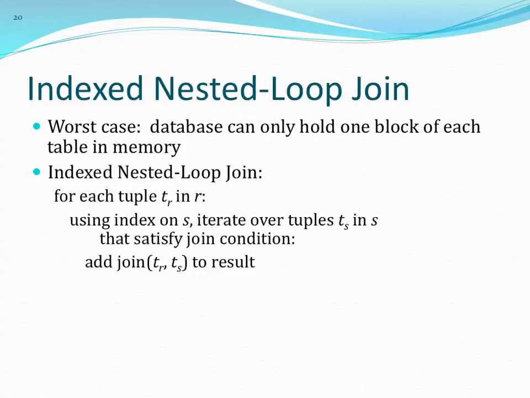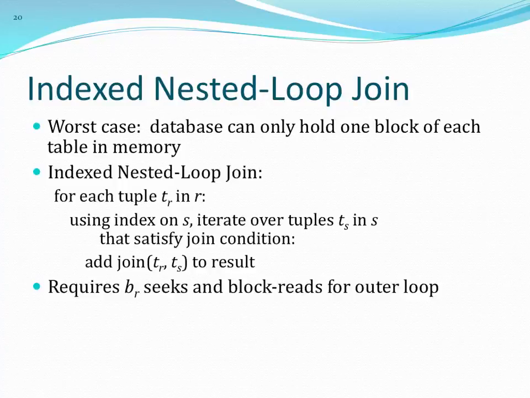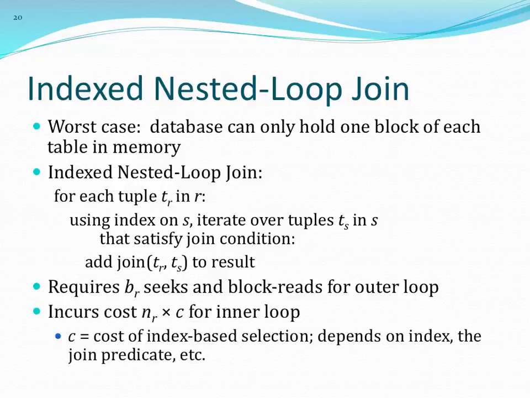Okay, I guess we'll go through this. B sub R seeks, because remember that, worst case, we can only hold one block of each table. So when we go retrieve the next block from R, we've already had to retrieve a bunch of stuff for S, so we have to do another seek to get to that block in R and retrieve it. So B sub R seeks and block reads for the outer loop. And the inner loop is going to be however many tuples are in R multiplied by the cost of the inner part. We won't elaborate on that since we already talked about it earlier.